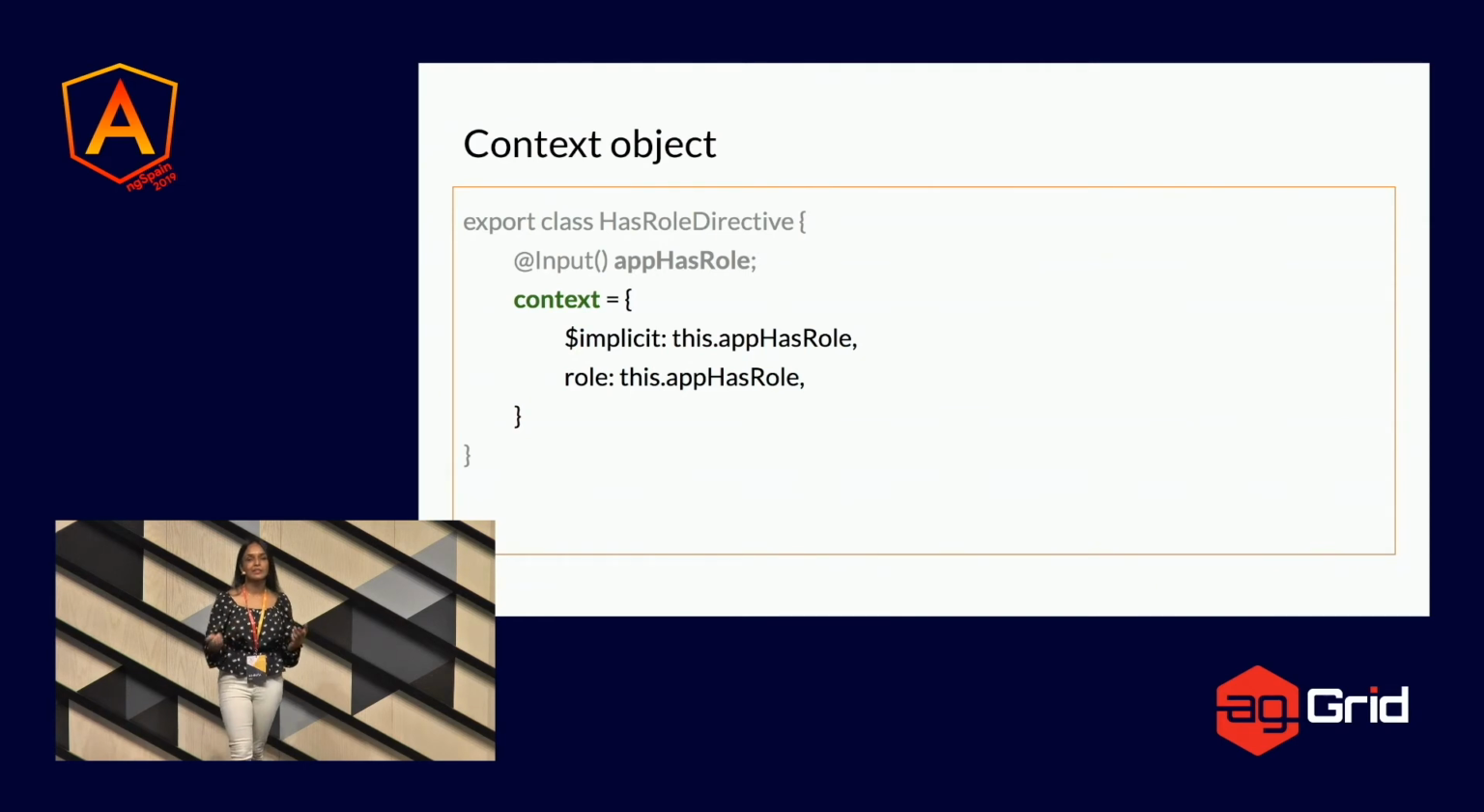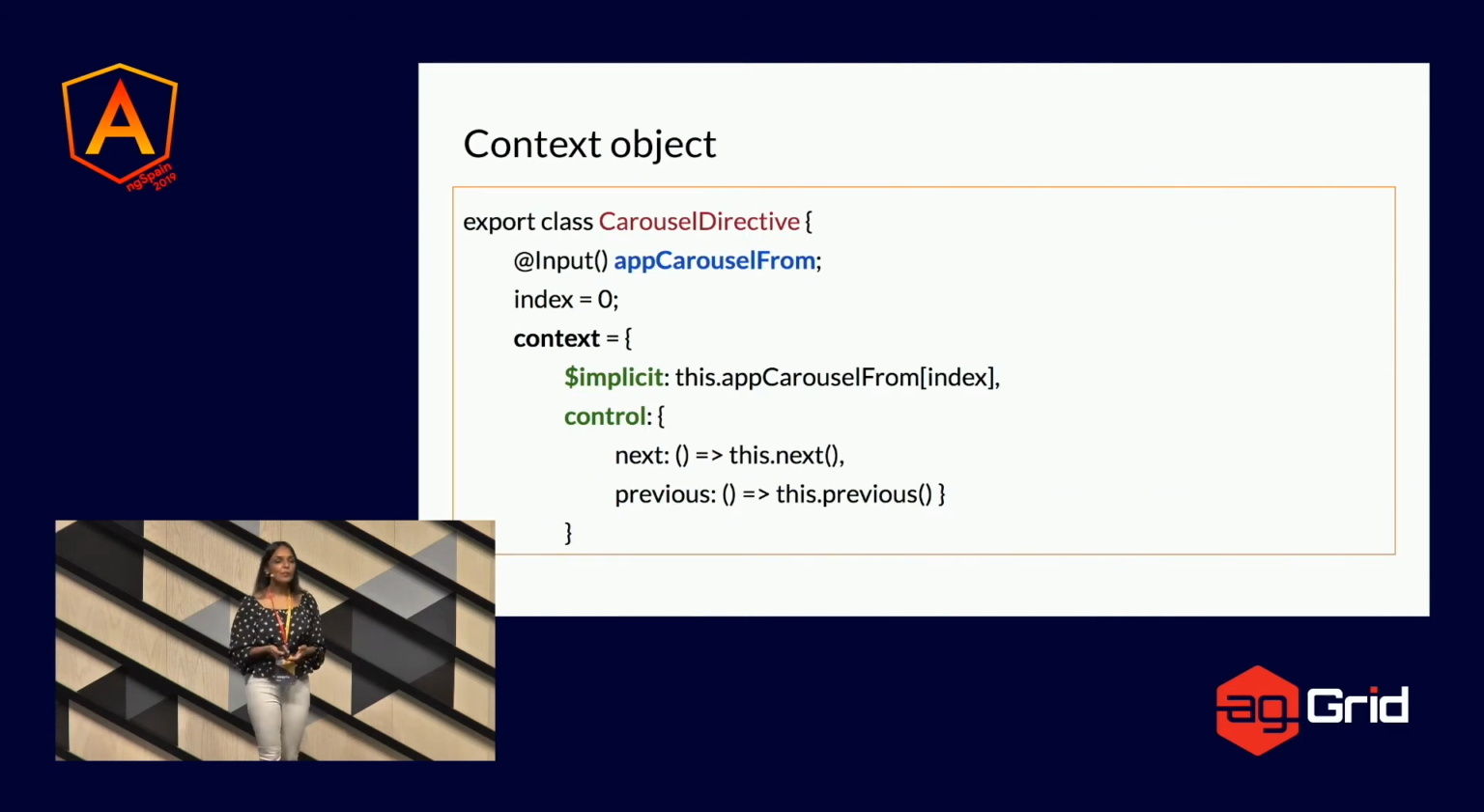So in our example, hasRole probably does not have much state to share with the embedded view. There isn't much the embedded view would want to know about the context. But we could expose the role back to the embedded view. To look at context objects a little bit closer, I'll switch to another directive, which is a custom structural directive for a carousel. The carousel directive would get an array as an input, and it would expose the current item that is being displayed, and also the controls to move to the next item and the previous item as part of the context.